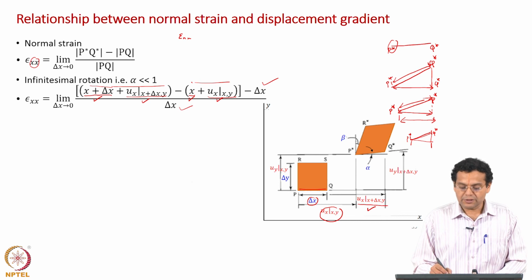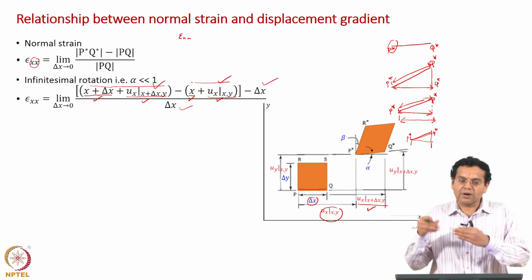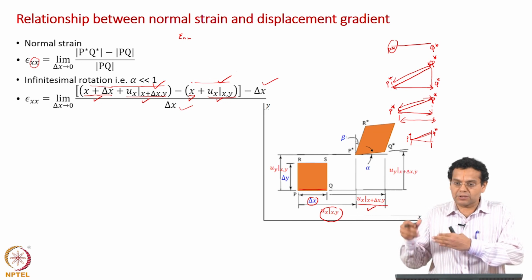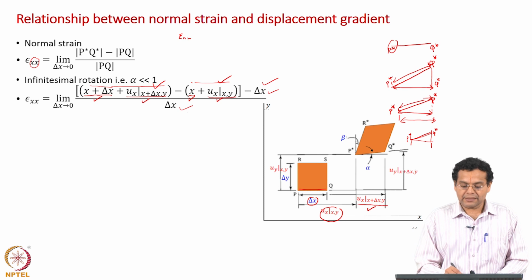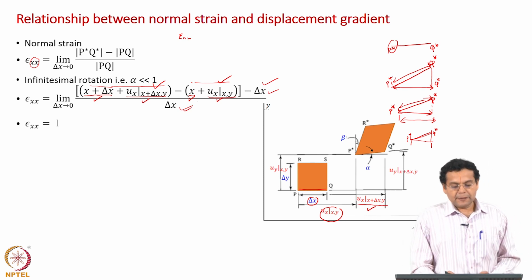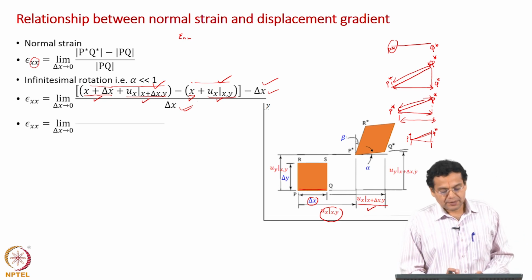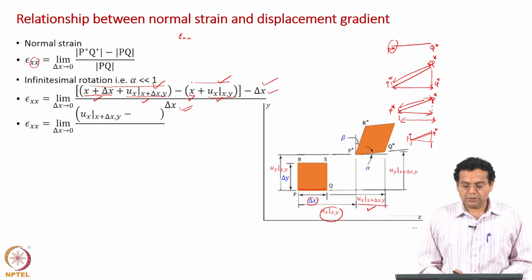Okay. And of course, when you subtract these two, you will get the length of the approximated P star Q star, the projection of P star Q star. So, that will be the new length minus the old length, divided by the old length. Okay. So, let us simplify this. x cancels out, and delta x also cancels out, and we are left only with the two displacements, and in the denominator you have delta x.